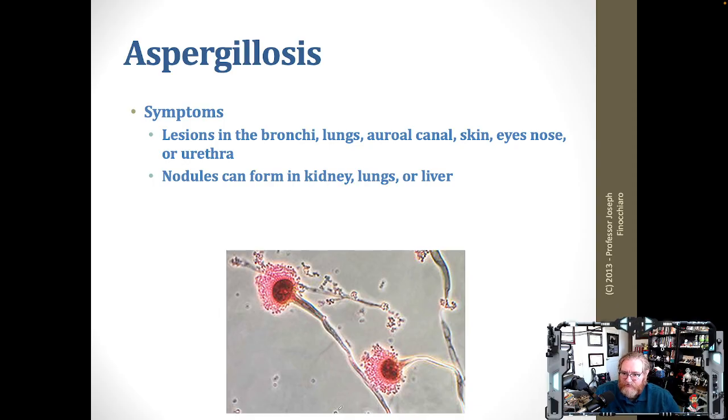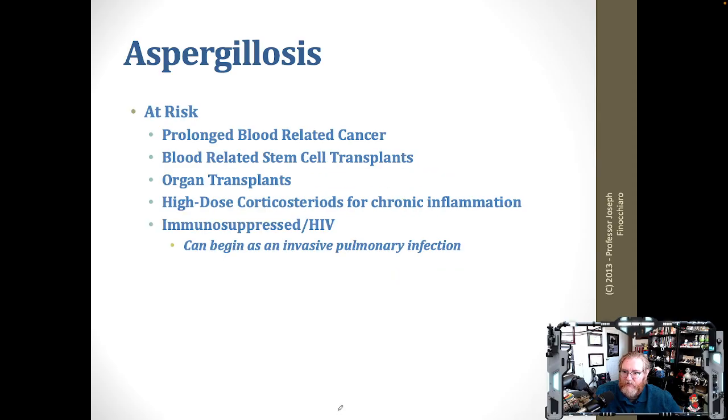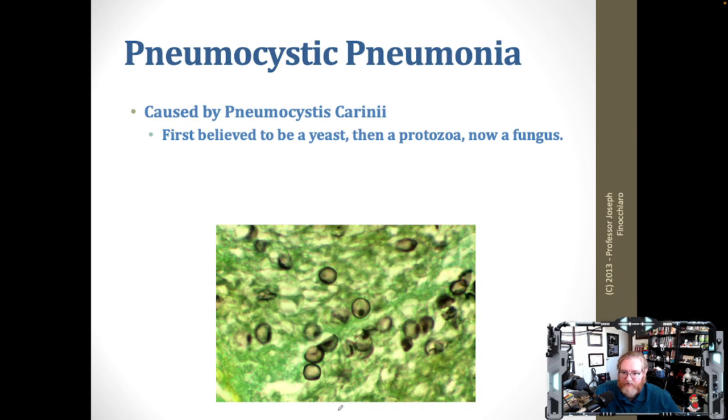Symptoms of this disease include lesions in the bronchi, lungs, oral canal, skin, eyes, nose, or urethra. Nodules can form in the kidney, lungs, or liver. At risk are people with prolonged blood-related cancers, blood-related stem cell transplants, organ transplants, high-dose corticosteroids for chronic inflammation, and immunosuppressed individuals. And this can begin as an invasive pulmonary infection.